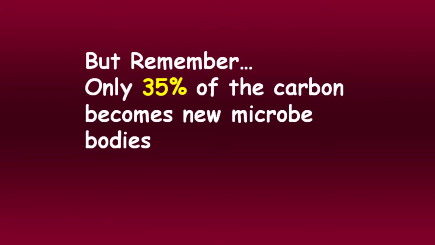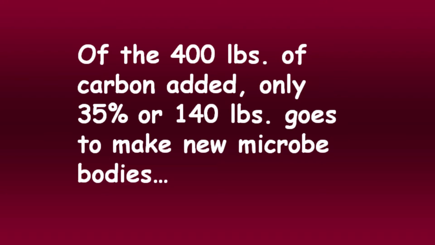But remember, only 35% of that 400 pounds of carbon is actually assimilated. Because of the efficiency, and the fact that microbes need to oxidize two out of three carbons to generate energy, 35% becomes new microbial bodies, or biomass, as we call it. So of the 400 pounds of carbon, only 35%, or 140 pounds, goes into making new microbe bodies, biomass. Okay?